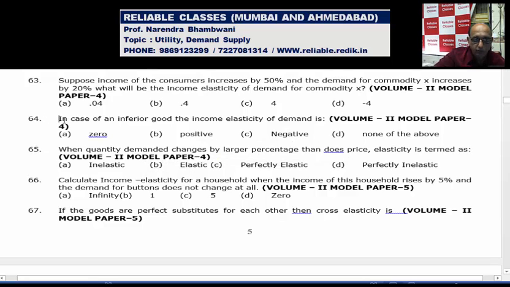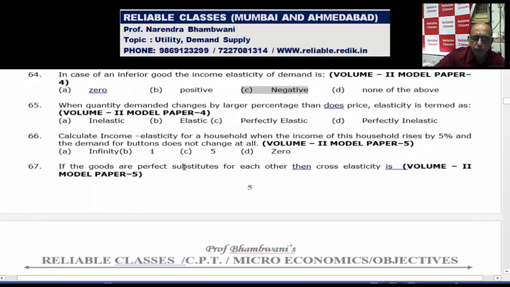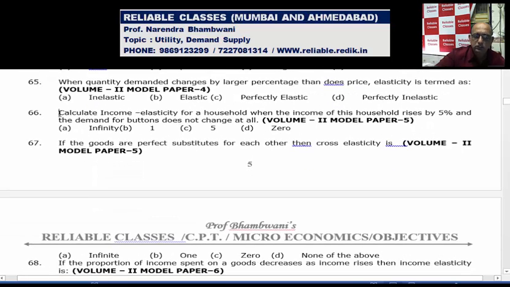I think we missed out 64. In case of inferior goods, income elasticity is negative. Higher income, lower will be the demand.